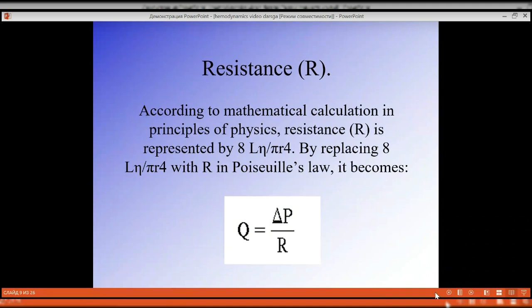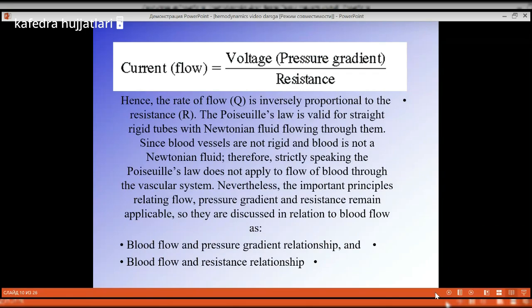Resistance. According to mathematical calculation in the principles of physics, resistance is represented by the length, viscosity, radius, and diameter. By replacing this in Poiseuille's law, you can see that blood flow is always proportional to the blood pressure, delta P, and inversely proportional to the resistance. Hence, the rate of flow is inversely proportional to the resistance, as we mentioned.